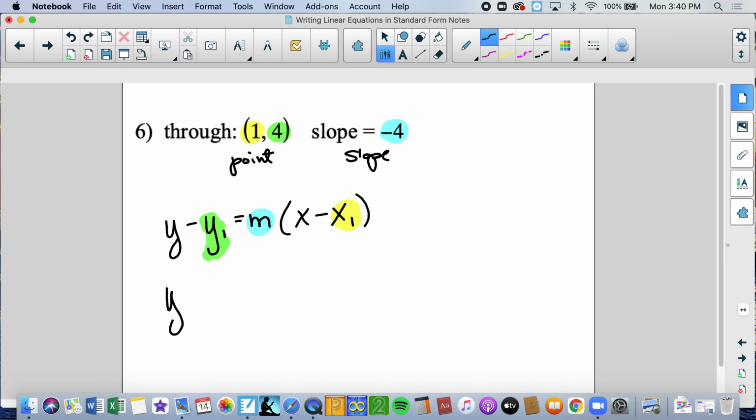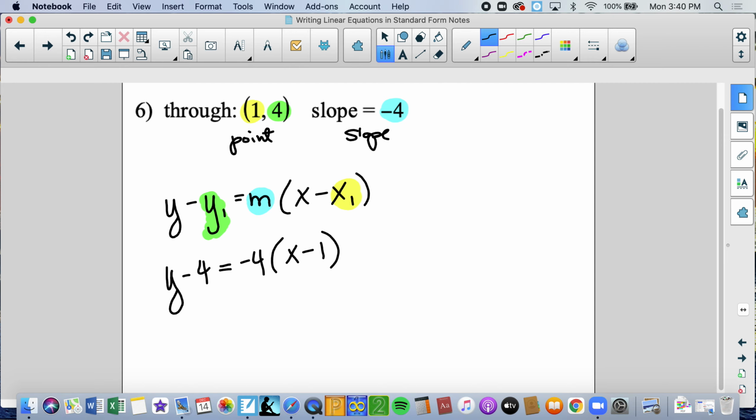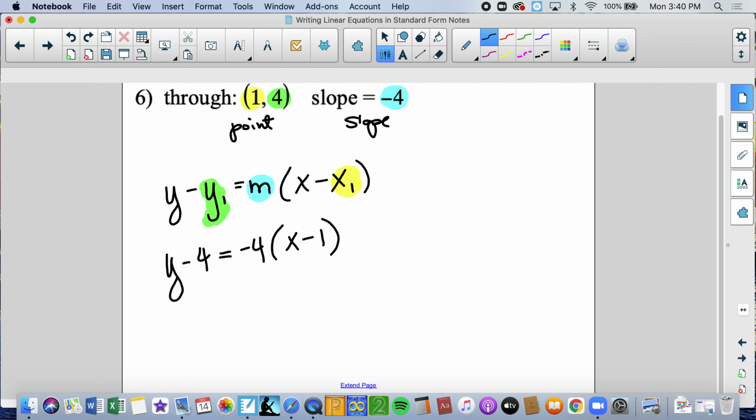So y minus, now I'm going to plug in my y sub 1 value, which is 4, equals m. I'm going to plug in my negative 4 value times the quantity x minus whatever my x sub 1 value is, which is 1. So now we have this equation, and much like when we had slope-intercept form, this is not in standard form. My x and y are not on the same side, and my constant's not on the right. In fact, this equation has parentheses, so I have to address the parentheses first. I have to get rid of those parentheses.